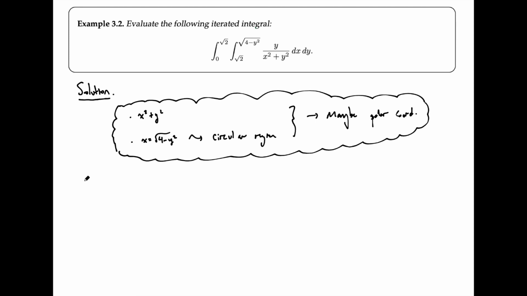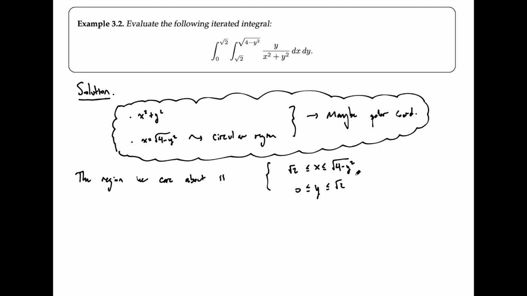So I'll start off as I almost always do, and I'll try to draw a picture of the region, and in particular I'll be explicit about the bounding data. The inner bounds tell me that x ranges from root 2 to square root of 4 minus y squared, and the outer bounds tell me that y ranges from 0 to root 2.